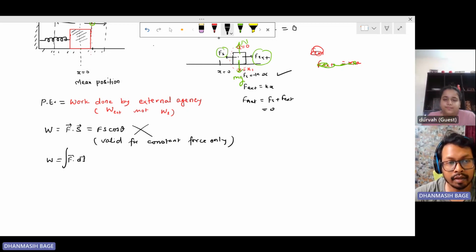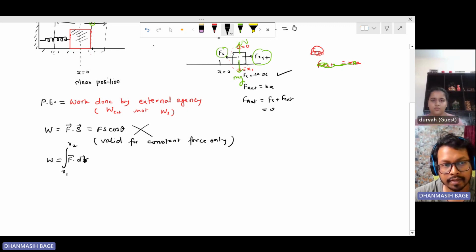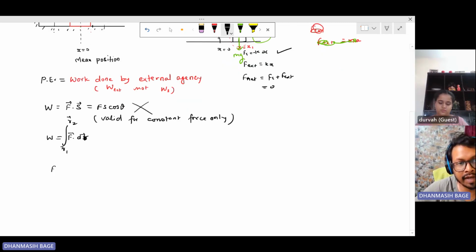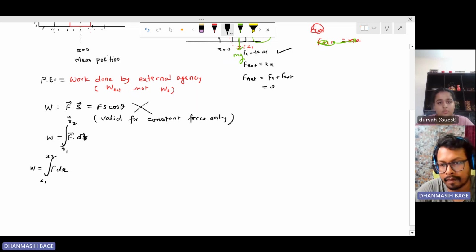So here you can take the integral of F dot dr from r1 to r2, where r1 and r2 are position vectors from one position to another, right? Or you can simply use, if you want to do this, F dx from x1 to x2. Simple. That is the thing. F dx is the scalar form. This is the vector form.